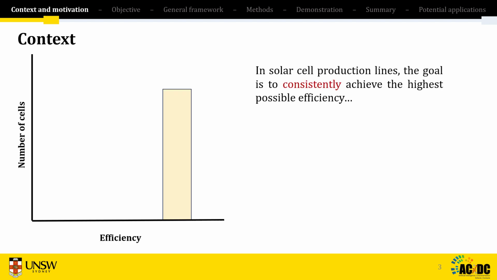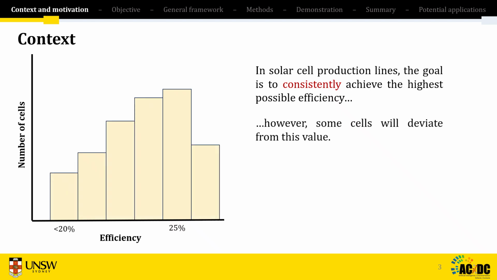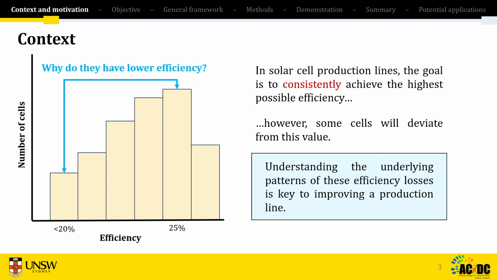In solar cell production lines, the goal is to consistently achieve the highest possible efficiency. However, some cells will deviate from this value. Understanding the underlying patterns of these efficiency losses is key to improving a production line. But identifying these patterns isn't straightforward. There are challenges that come with it.